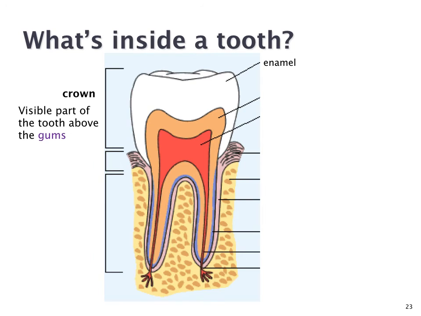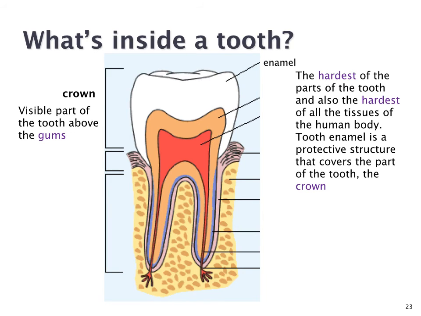Okay, let's have a look at what's inside a tooth. The crown is the part of the tooth you see above the gum. So it's covered in enamel, which is a really hard substance containing calcium salts. That's one of the reasons why calcium is good for you. So enamel is the hardest of the parts of the tooth and also the hardest of all the tissues of the human body. So tooth enamel is a protective structure that covers the part of the tooth, the crown. So remember to fill these purple words in your notes.